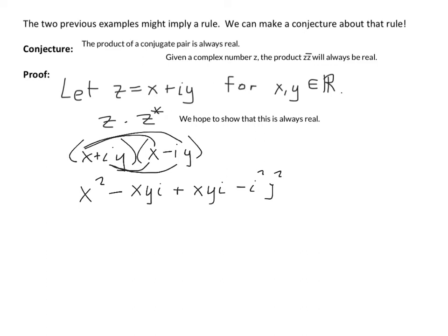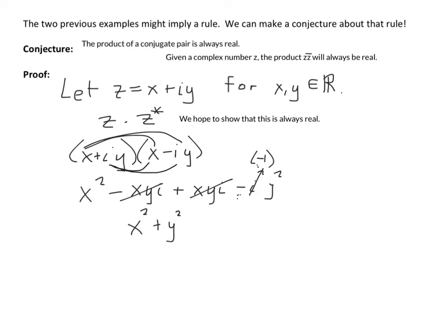Okay. Now, we know that the i squared is going to turn into negative 1, and that combined with this negative is going to make it positive. These two things are going to drop out because you're adding and subtracting the same thing. So what we wind up with here is x squared plus y squared.